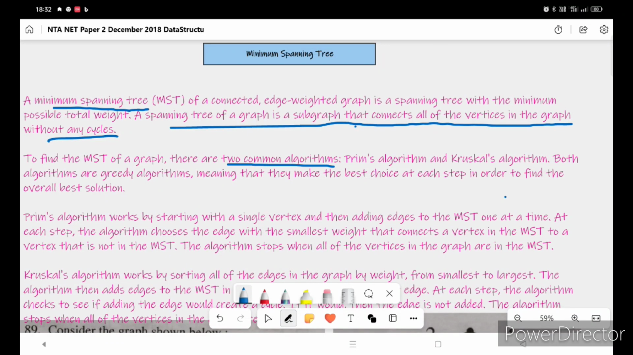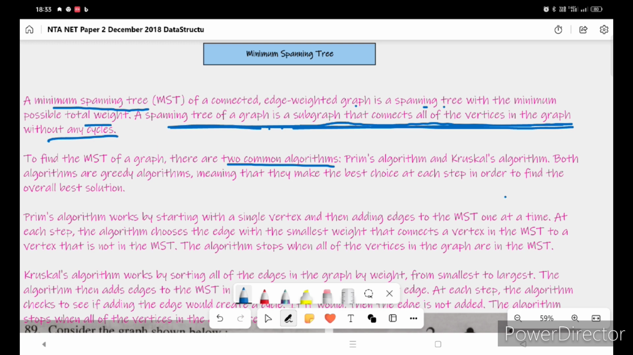Minimum spanning tree. A spanning tree of a graph is a subgraph that connects all the vertices in the graph without any cycle. A minimum spanning tree of a connected edge-weighted graph is a spanning tree with the minimum possible total weight.